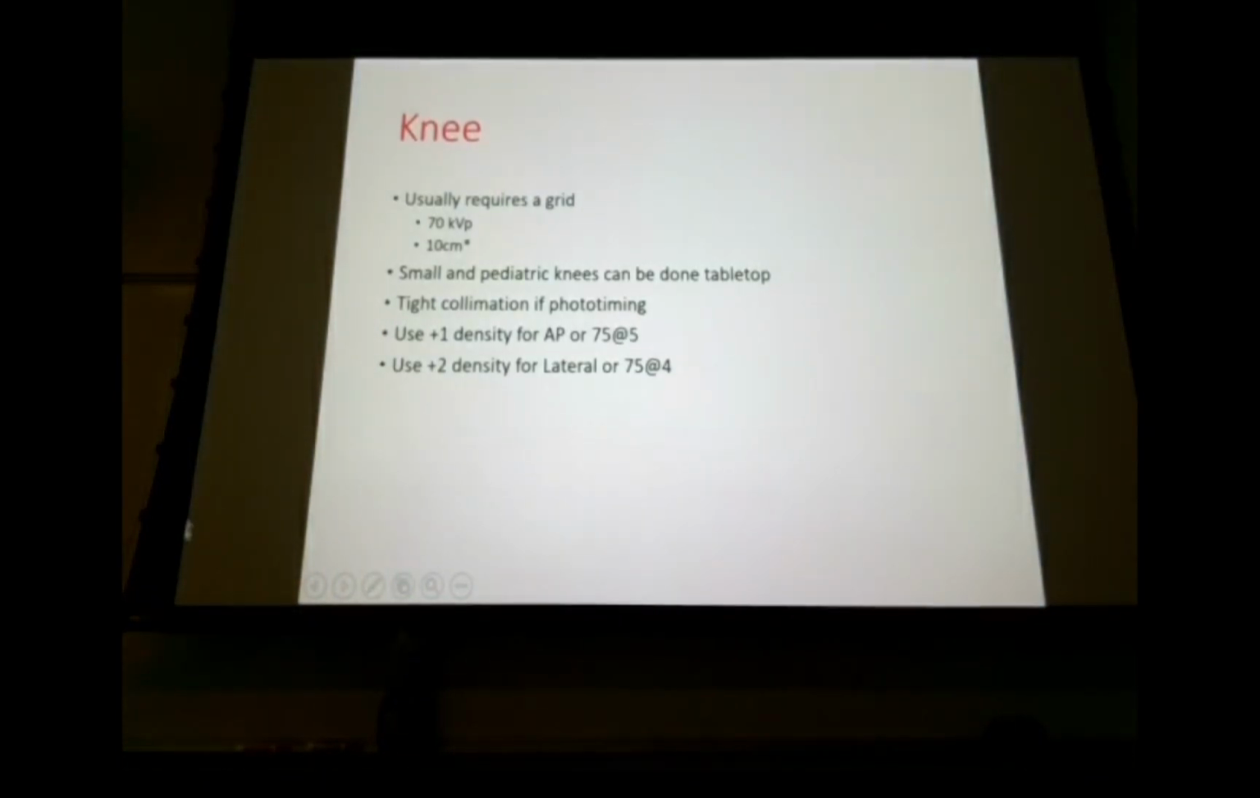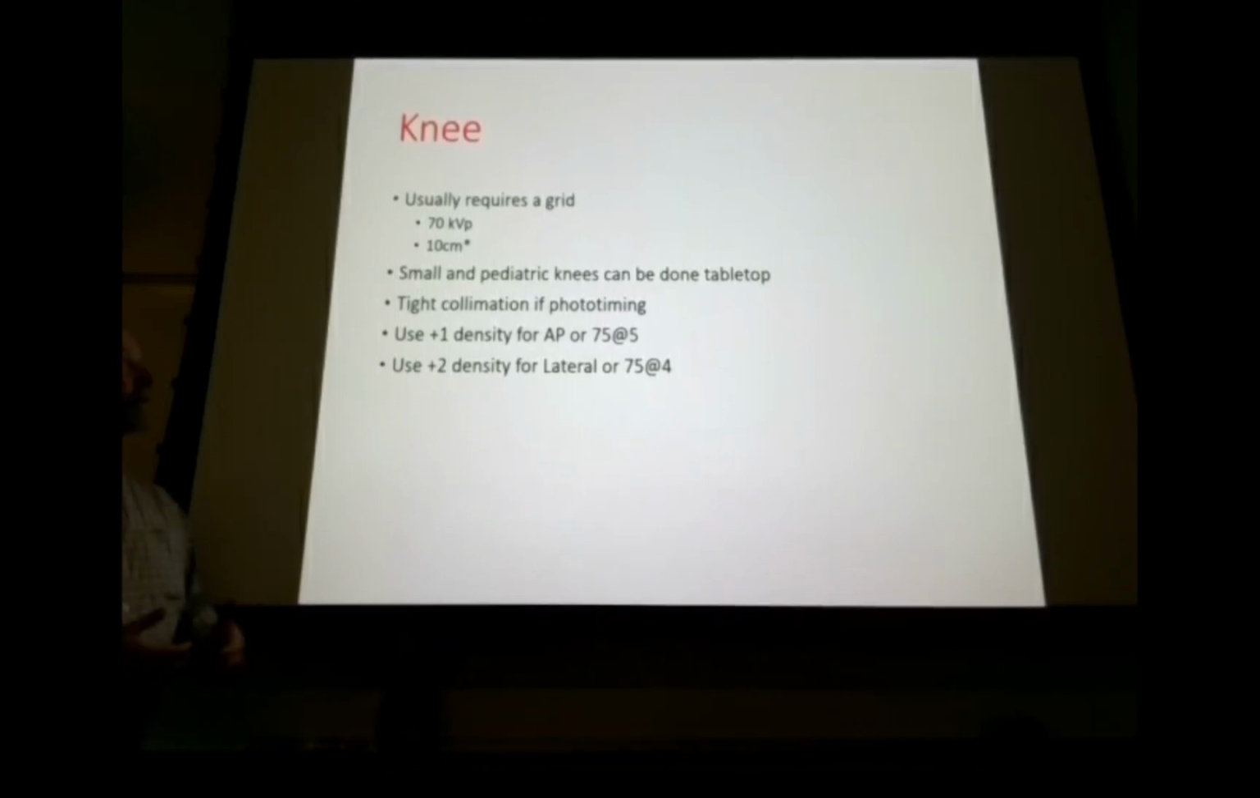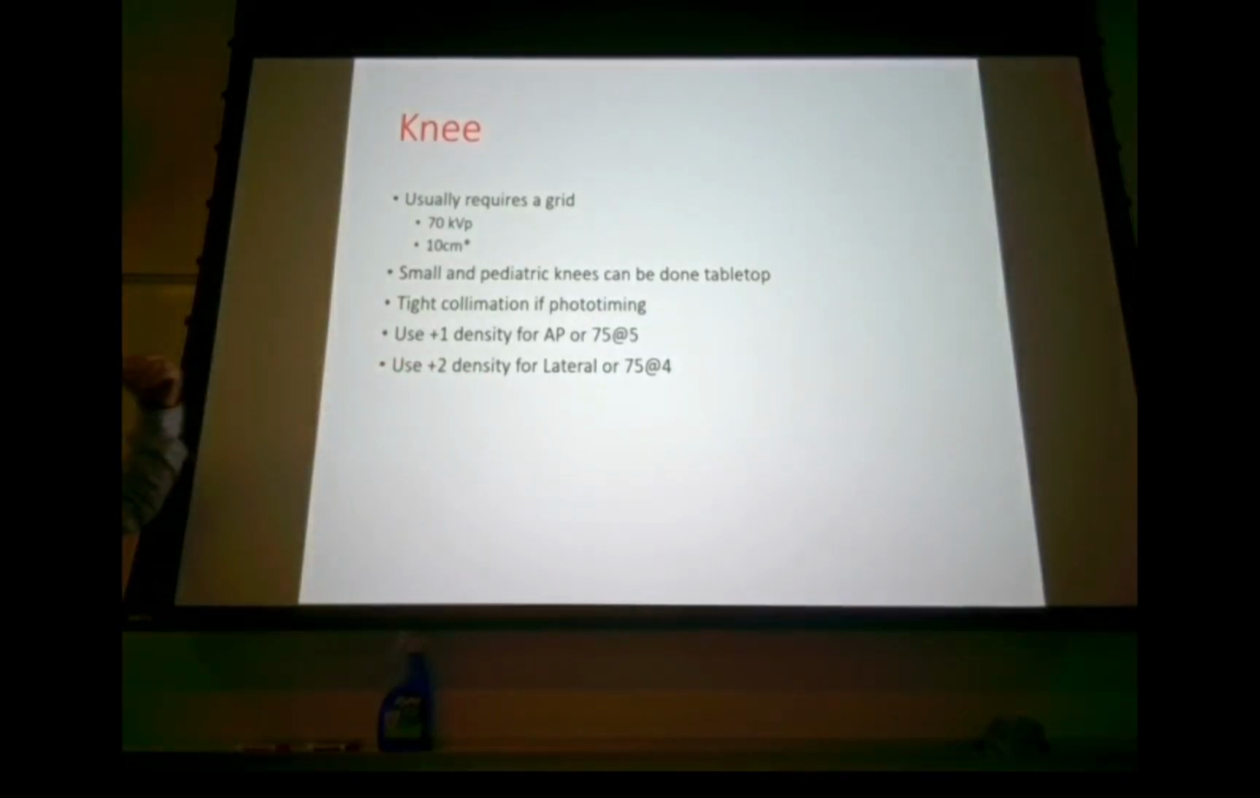Alright, so we'll do knee, and then we'll pull up there. Once we get to a knee, we're finally at a thickness and a kVp level that we need a grid. So 70 kVp or above, need a grid; 10 centimeters or above, need a grid. That means shoulder and knee size or above, you need a grid, unless you're doing a smaller pediatric patient, then you can do them tabletop without a grid.